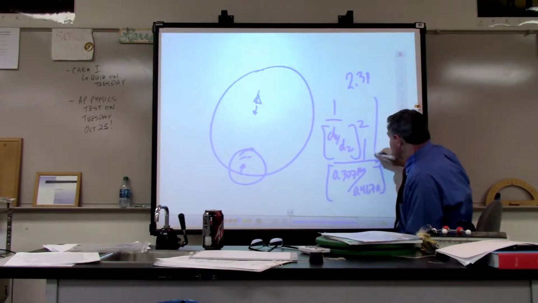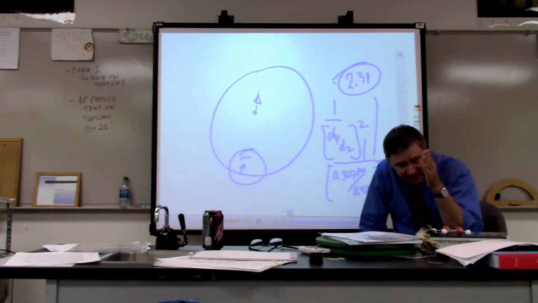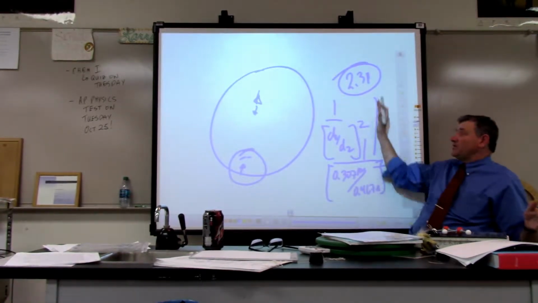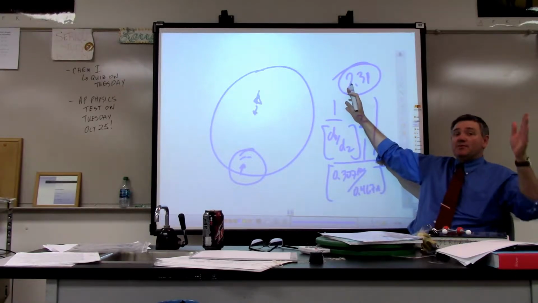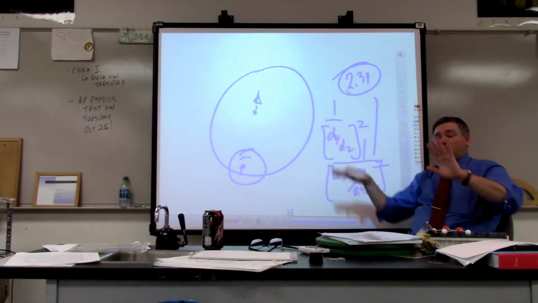So here's what this number means: when Mercury is at its closest point, the gravitational force is 2.31 times greater than what it is at its furthest point.